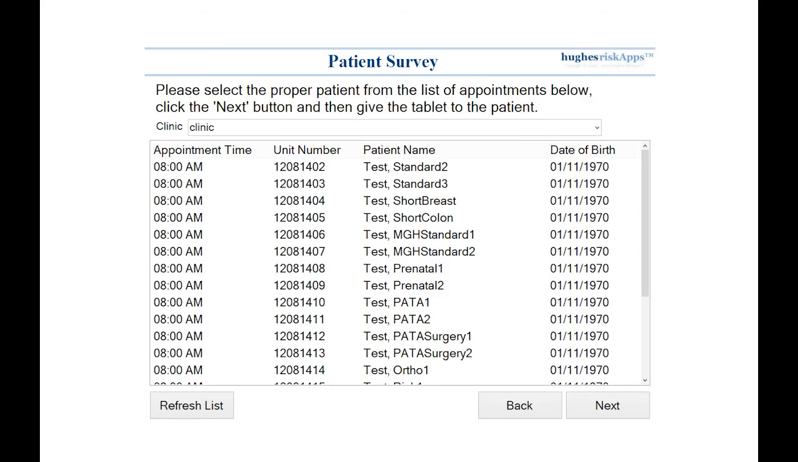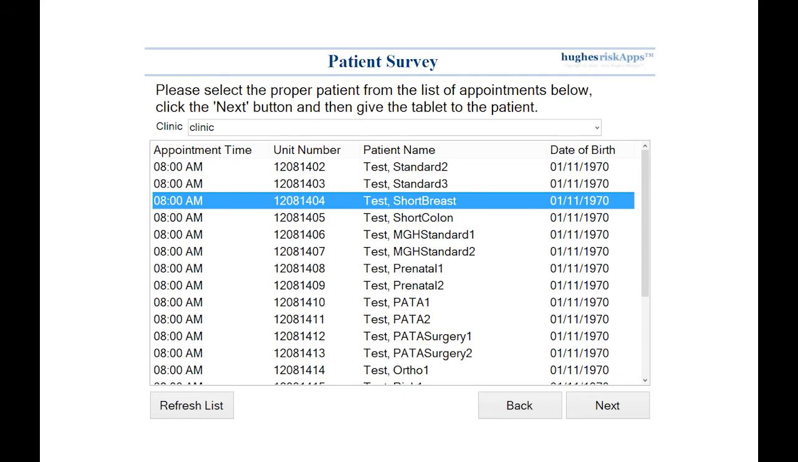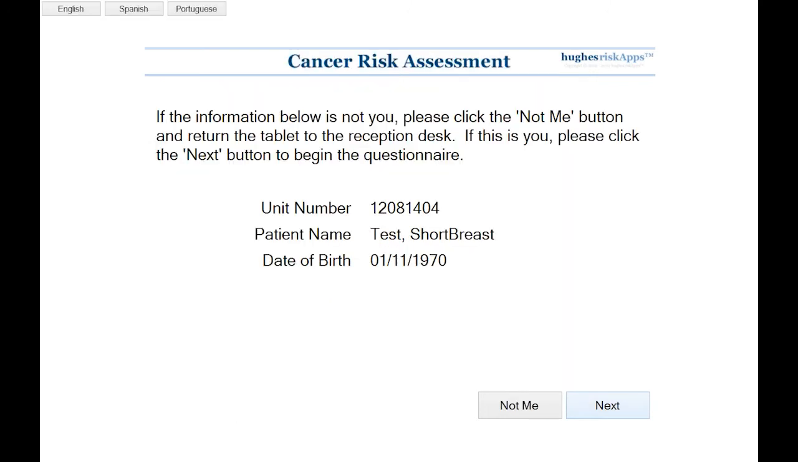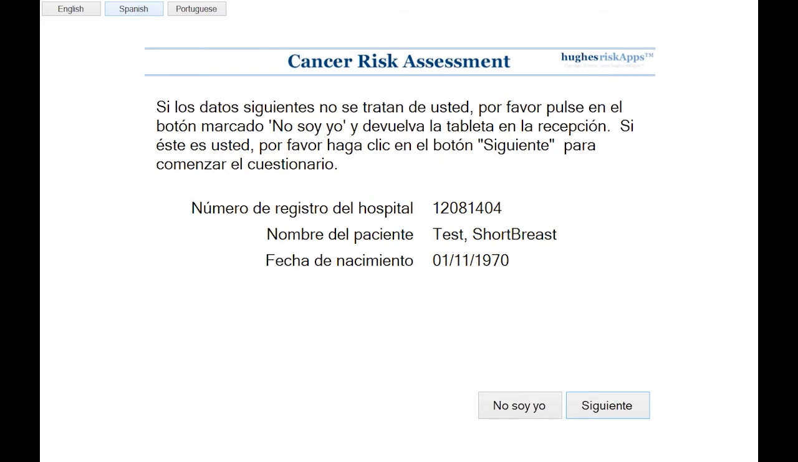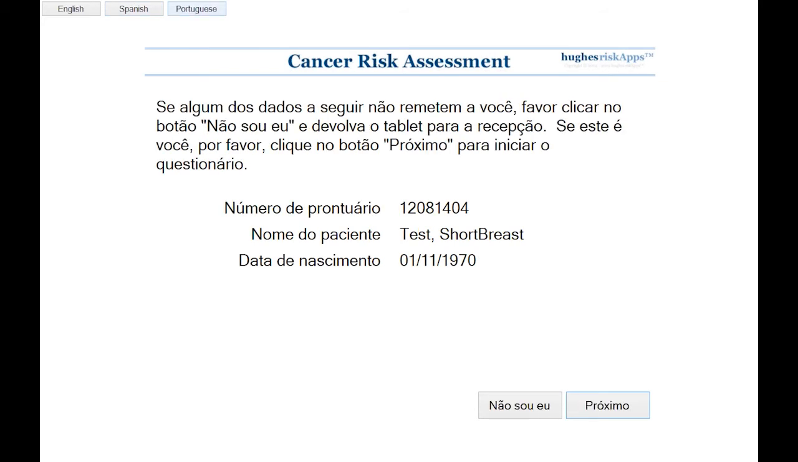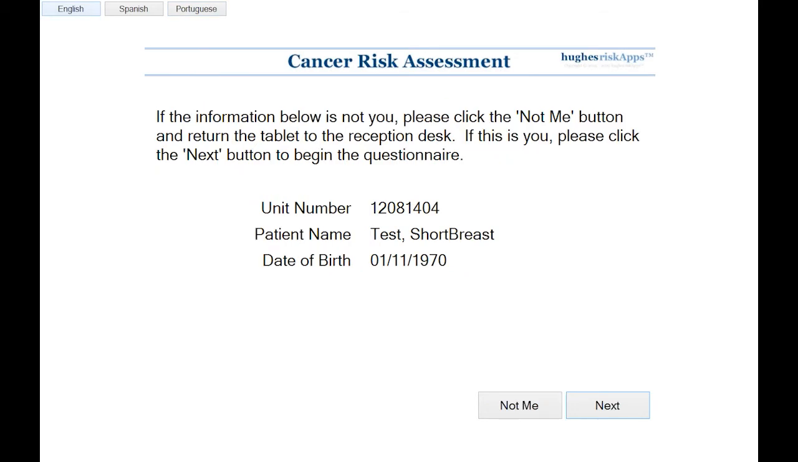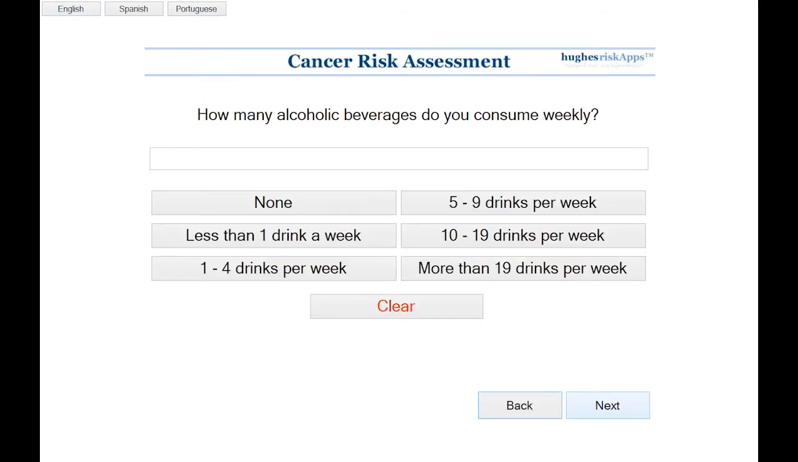which would then bring up the list of patients coming in for today. We'll pick the short breast survey, which is a very scaled down survey that can be done in the context of a waiting area without causing too much disruption in the schedule. The patient is handed the tablet at this point. If she speaks Spanish, it could be done in Spanish. If she speaks Brazilian Portuguese, we can use that. No matter what language it's done in, it prints out in English. The patient does this themselves.